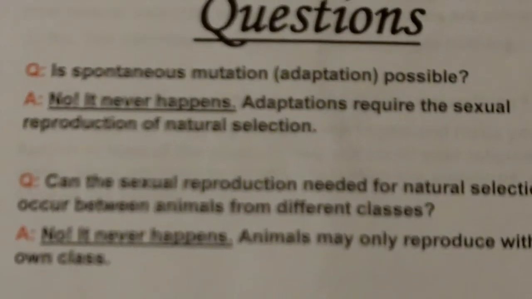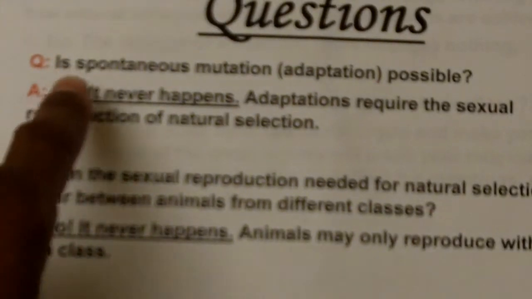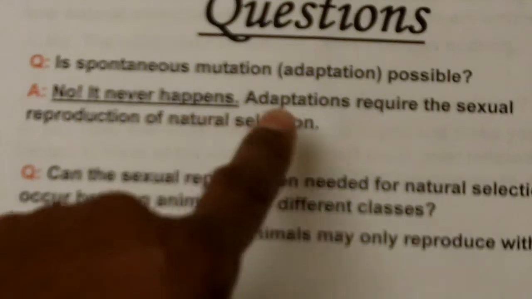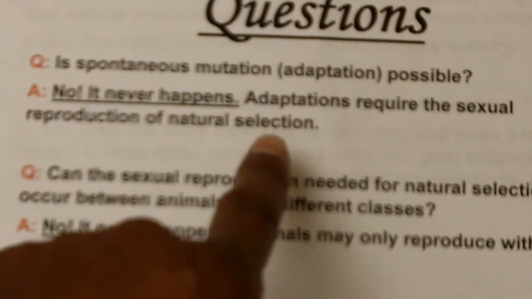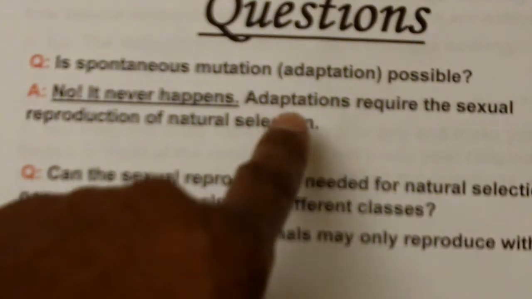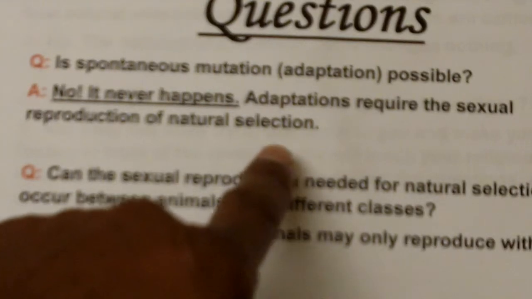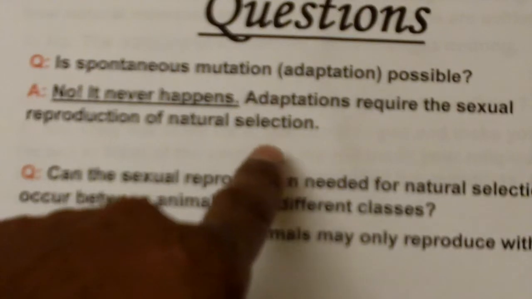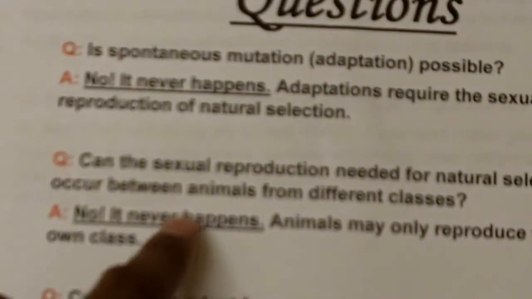Why don't you try answering these questions here? My first question is, is spontaneous mutation or adaptation possible? My answer to this is no, it never happens. Adaptations require the sexual reproduction of natural selection. You just don't get reptiles morphing into birds, and you don't get adaptations and changes in an animal's characteristics spontaneously without natural selection. It just doesn't happen.